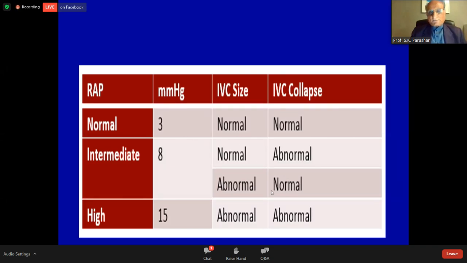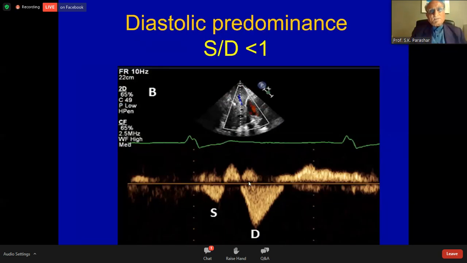So this is the general guideline for remembering the mean RA pressures depending upon the size and collapse. And sometimes when you have a significantly increased RA pressure, the hepatic vein has to drain against an increased pressure. So the systolic velocity is significantly decreased and there is a predominantly diastolic velocity.